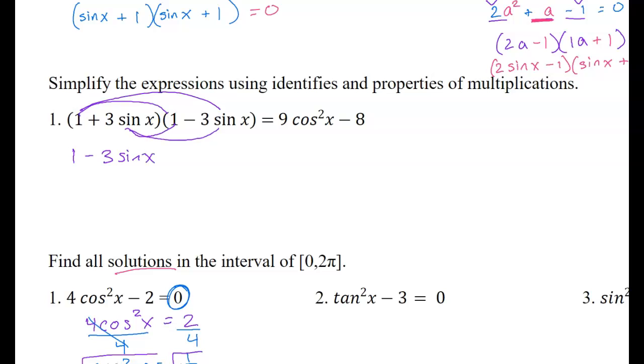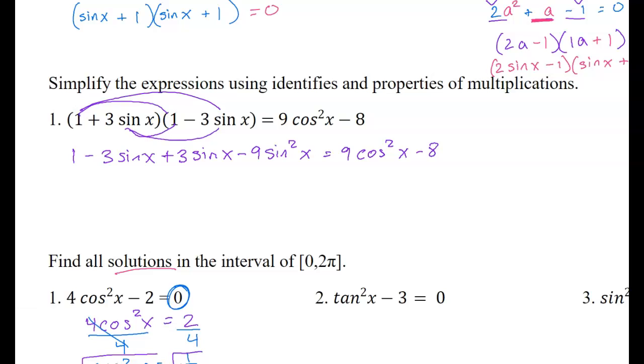Then I have 3 sine x times 1, which is 3 sine x. And then 3 sine x times negative 3 sine x becomes a negative 9 sine squared x, because I'm multiplying sine of x and sine of x, and you get sine squared. And then I'll just copy down the right-hand side. I'm not doing anything to it.